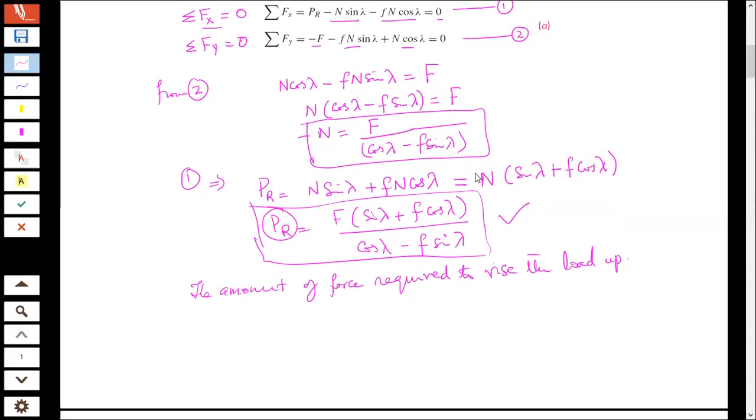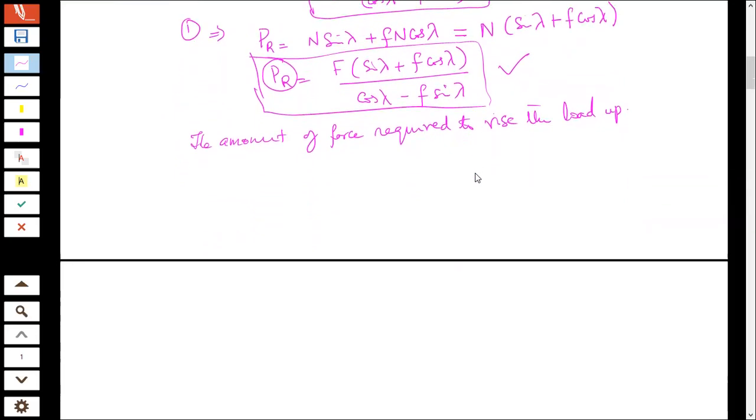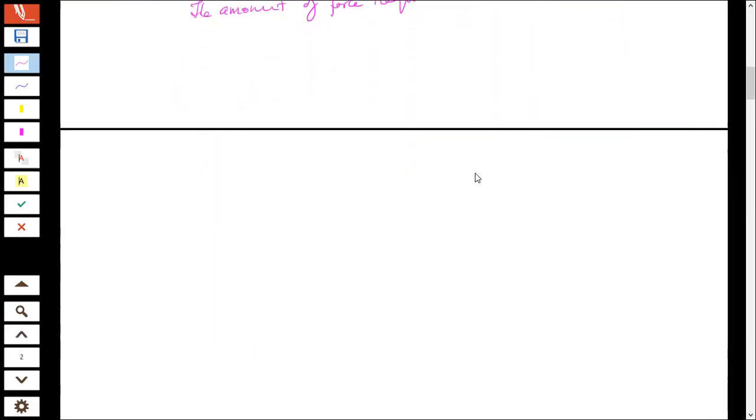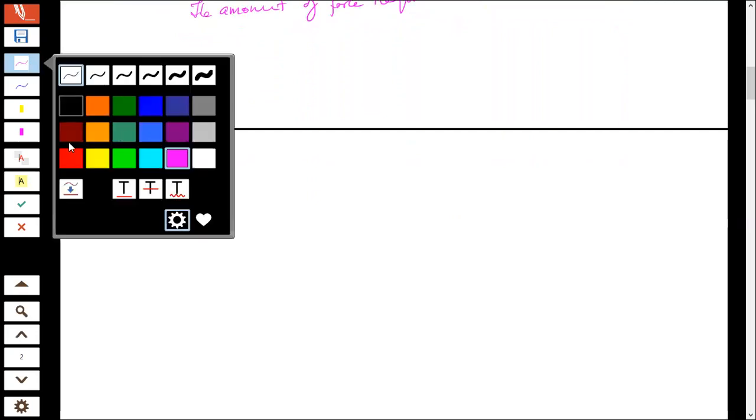Now, I'm going to do a similar exercise for lowering the load using that screw jack, right? So let's say that I want to lower the load.